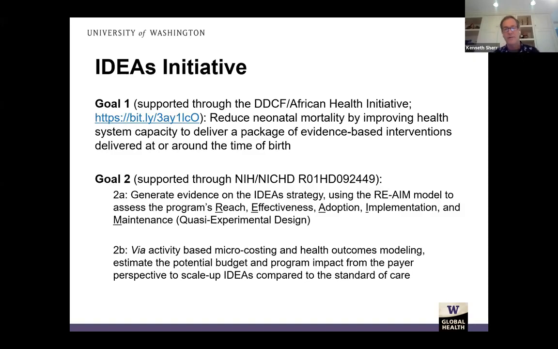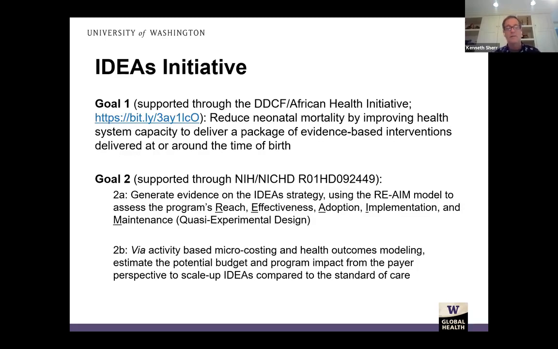And after funding from the foundation was secured, we applied for funding through the NIH and NICHD through, at the time, the DIRH study section and the Trans-Institute review approach. The second set of funding, this R01 through NICHD, has two aims. The first is to generate evidence on the IDEAS strategy. You've heard a lot about the RE-AIM framework or model today. We're also using the RE-AIM model to assess the program's reach, effectiveness, adoption, implementation, and maintenance. And we're using a quasi-experimental design, which I'll explain in a bit more detail.